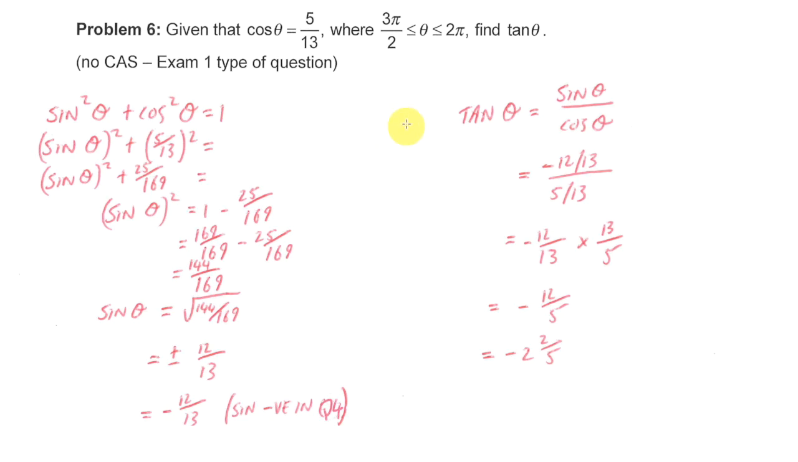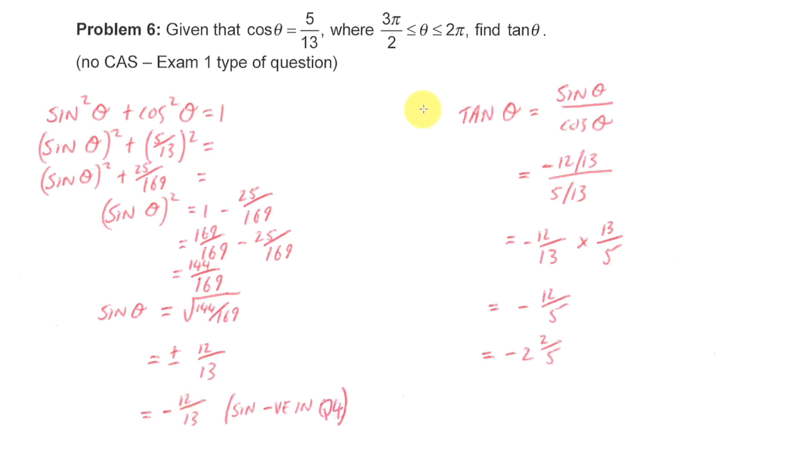But if we go back to the original question, we know that cos of this unknown angle theta is equal to 5 on 13. But we are told that theta is between 3 pi on 2 and 2 pi. That is in the fourth quadrant. So in the fourth quadrant, all schools teach crap. The only thing that's positive is cosine. So sine is negative. So we only accept the negative version here. So sine of theta, because we are in the fourth quadrant, is equal to negative 12 on 13.